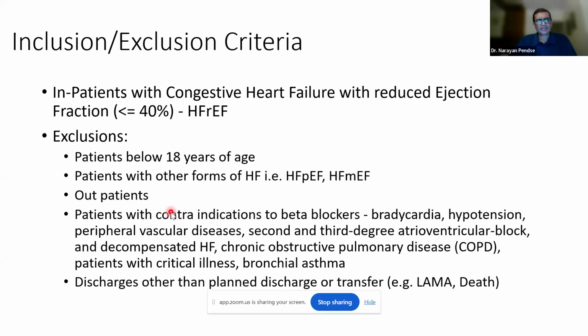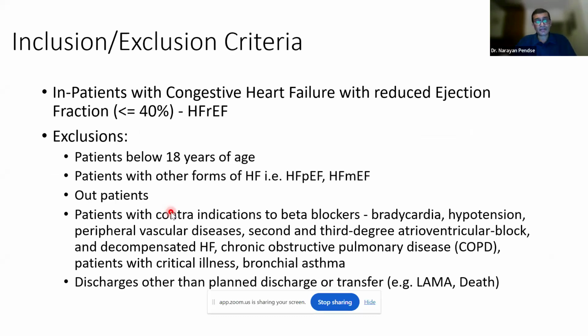So in this case, the inclusion would be all inpatients with congestive heart failure, that is, a known diagnosis of congestive heart failure, and with reduced ejection fraction, that is, ejection fraction less than or equal to 40% on echocardiography. What would be the logical exclusions?